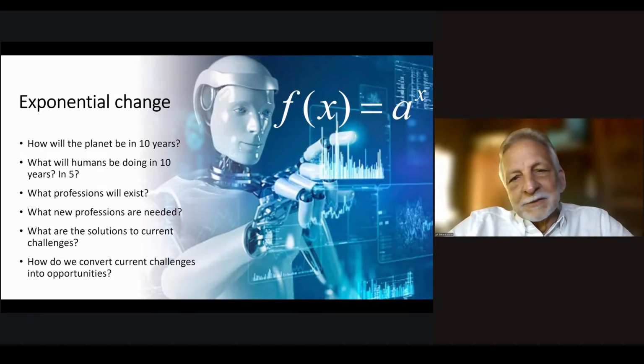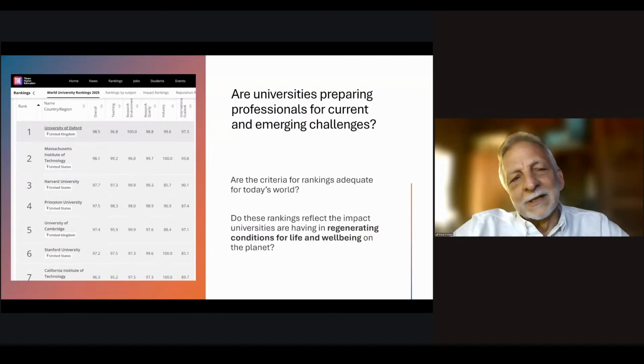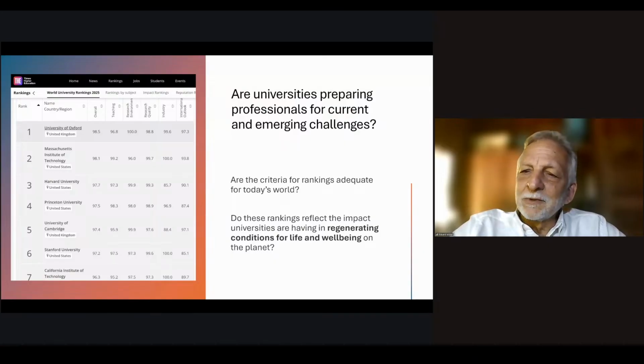When I see the rankings of universities, I ask myself, are these universities actually preparing the people that we need to face the current challenges? I would say no. A lot of them are actually training people for competition, for egoism, for GDP instead of well-being. So if we had to rank these universities by their impact in reverting the planetary collapse and creating conditions for life, I think the list would be completely different.